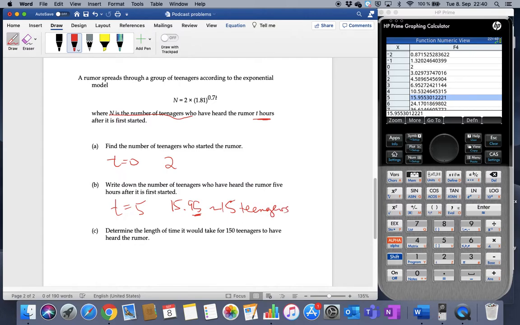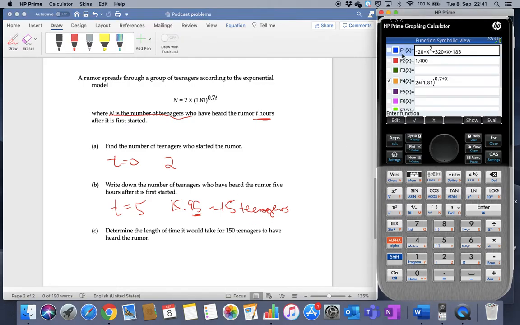Okay. Now we're going to determine the length of time it would take for 150 teenagers to have heard the rumor. So we're going to again do an intersection here. I'm going to go to my apps function, and I'm going to put here in F5, 150. And again, I'm going to look for the intersection between this function and that function, because that's where we know that 150 teenagers have heard the rumor.